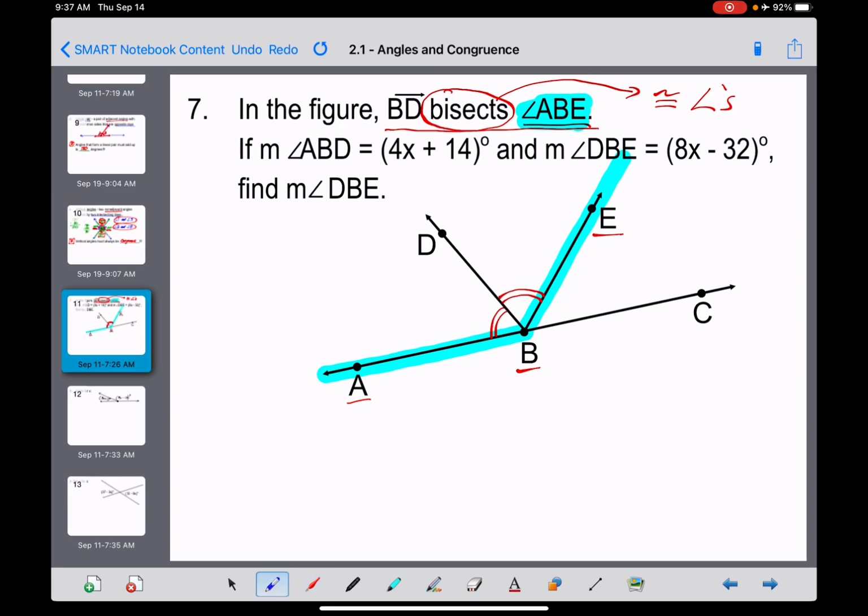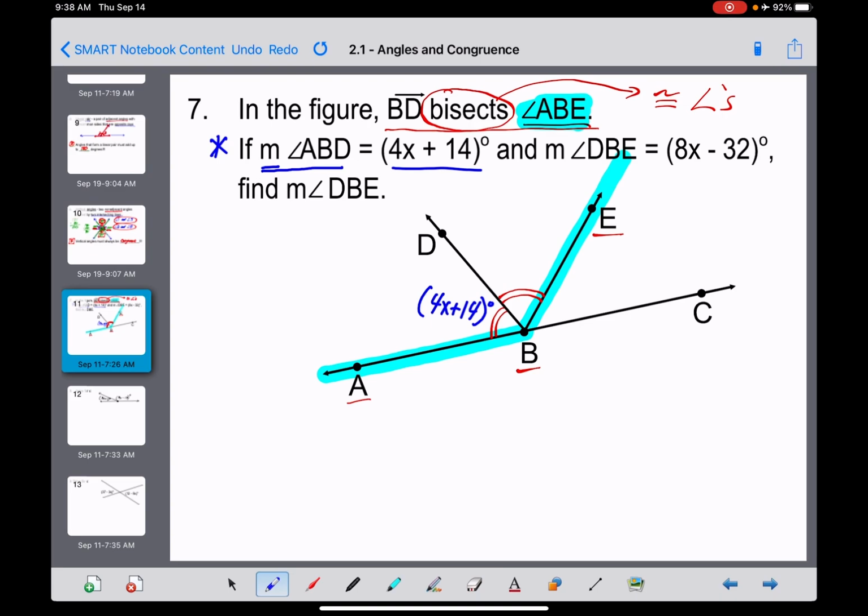The other good habit I would like you to get into is that when you have your diagram, you obviously still have to read your directions carefully, but you've got to take the pieces of information they give you, and I'd really recommend that you draw that information within the diagram. What do I mean by that? The measure of angle ABD, that's what that little m means, is 4x plus 14 degrees. Draw that in the figure. ABD is this angle right here, so I'm going to put 4x plus 14 degrees right there, nestled in the interior of that angle.